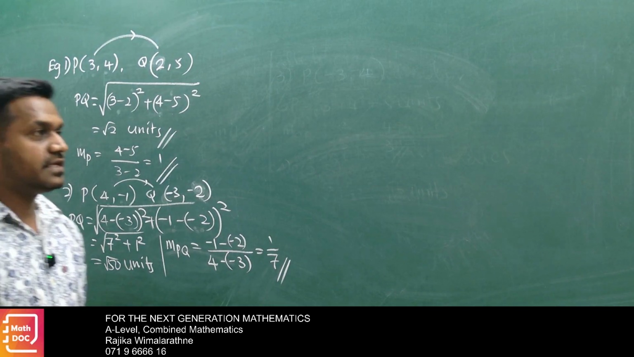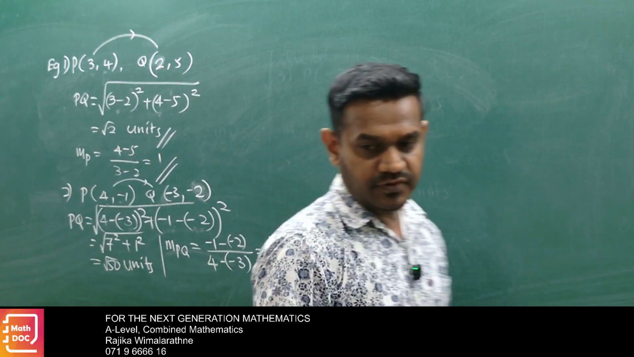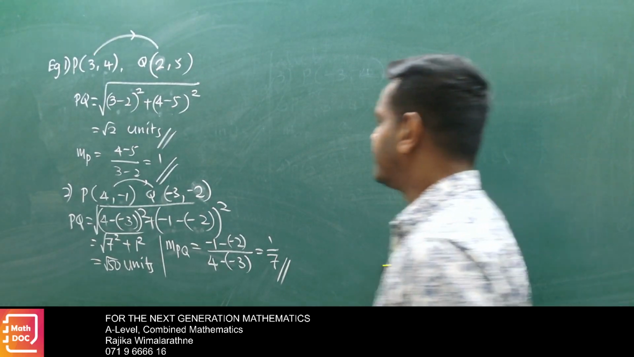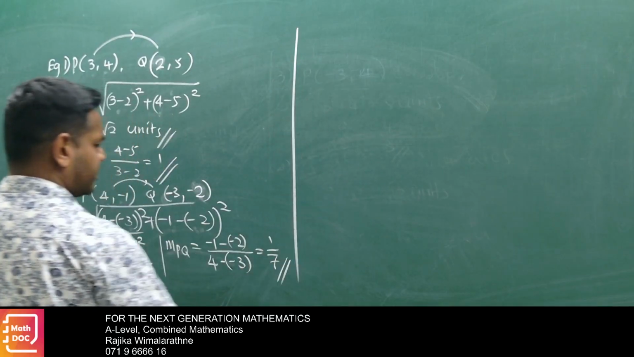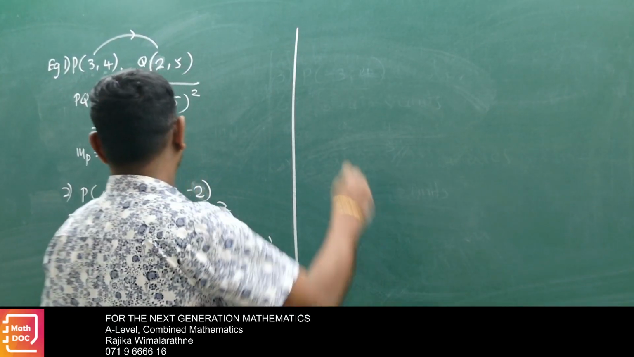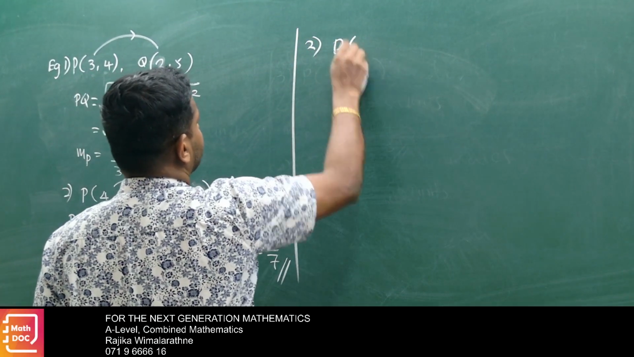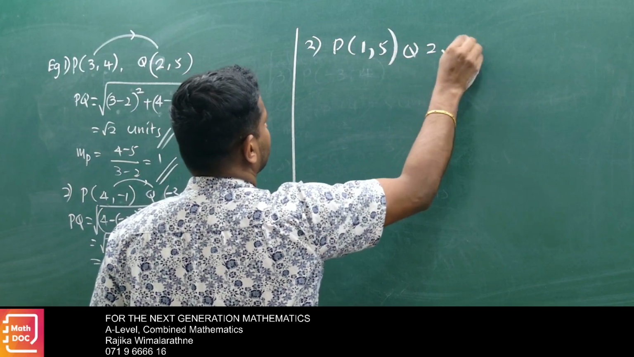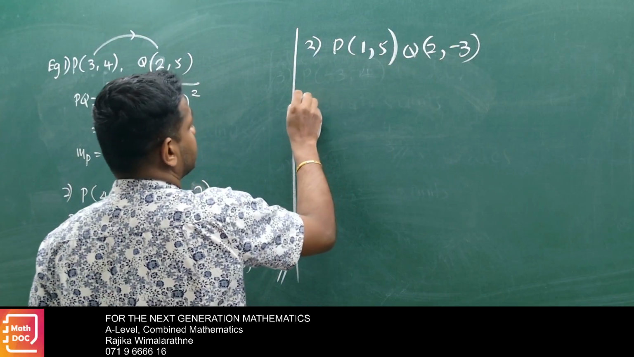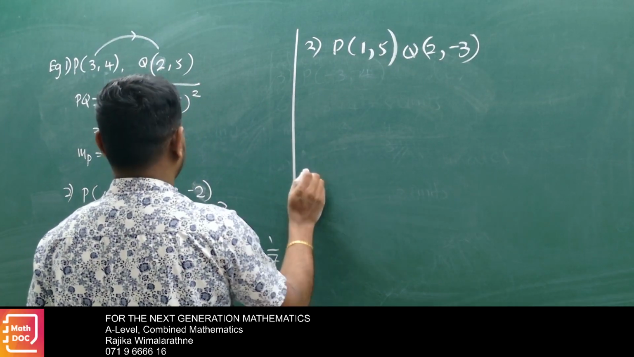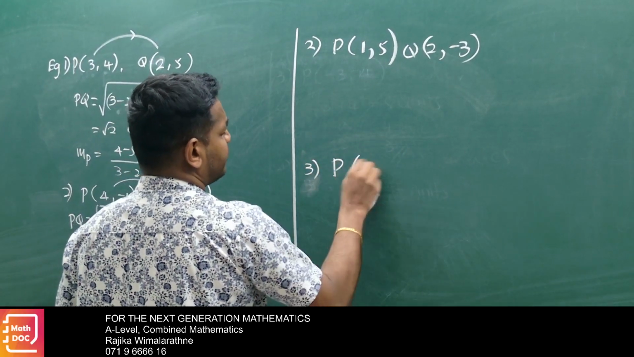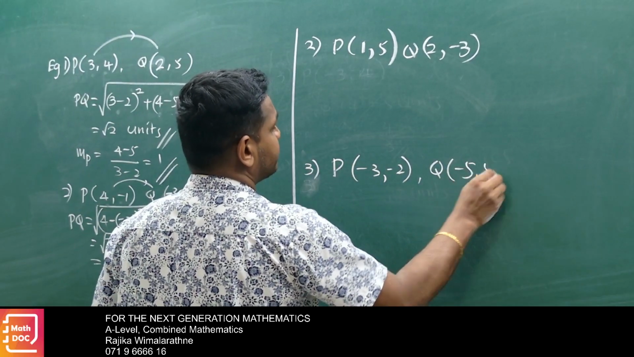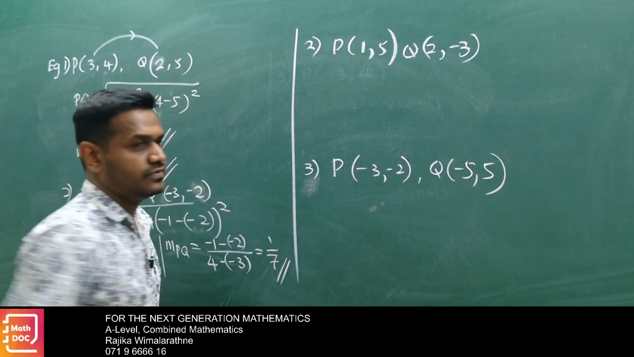You can apply these theorems directly. The distance formula, we can apply it directly. P (1, 5), Q (2, minus 3). P (minus 3, minus 2), Q (minus 5, 5). Okay, you do.